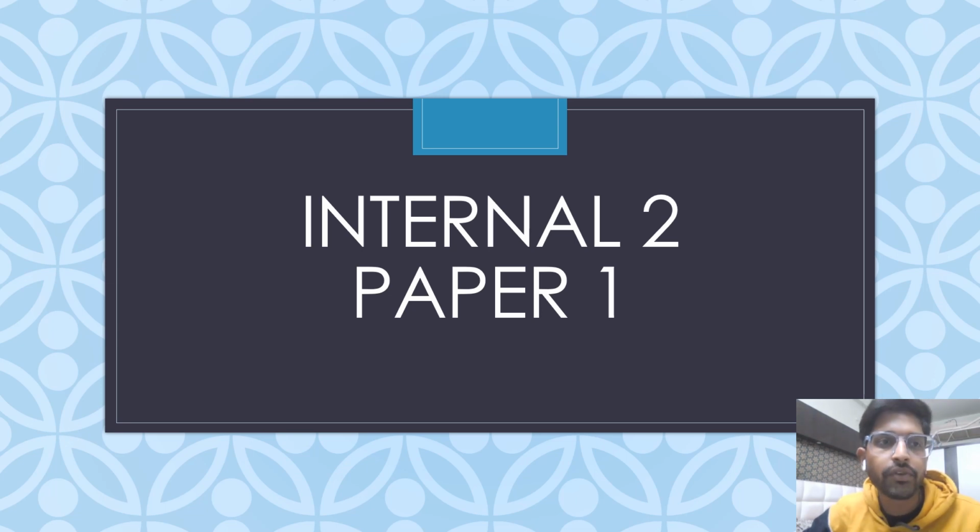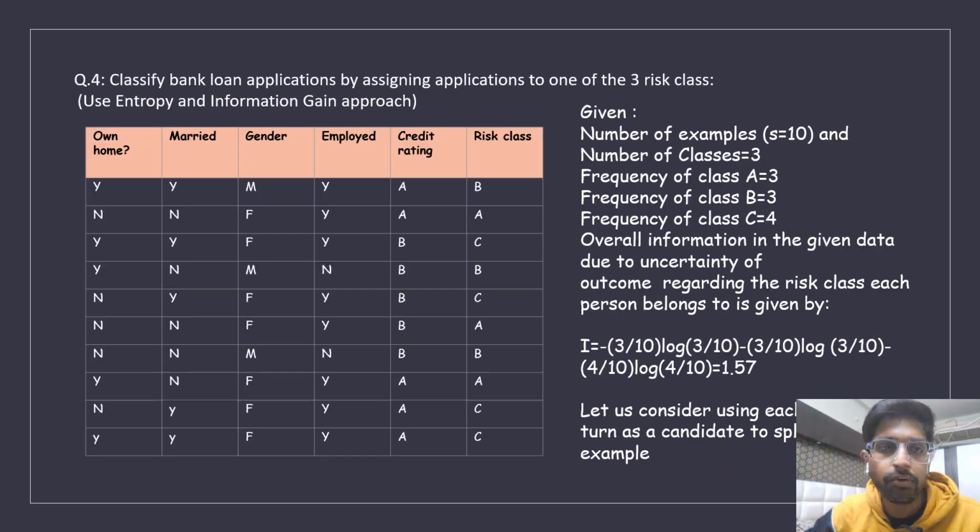In this question paper, we will be solving the numerical on information gain and decision tree. So let's begin. The question given to us is: classify the bank loan applications by assigning each application to one of the three risk classes. The risk classes over here are A, B, and C.